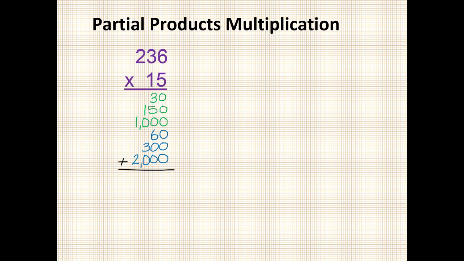Looking at our ones place, we have 0 ones. Looking at our tens place, 3 plus 5 plus 0 plus 6 plus 0 plus 0 equals 14 tens, or 140. Looking at our hundreds place, 1 plus 0 plus 3 plus 0 equals 4 hundreds, or 400. Looking at our thousands place, 1 plus 2 equals 3 thousands, or 3,000. Finally, we can add our place value totals to get 3,540.